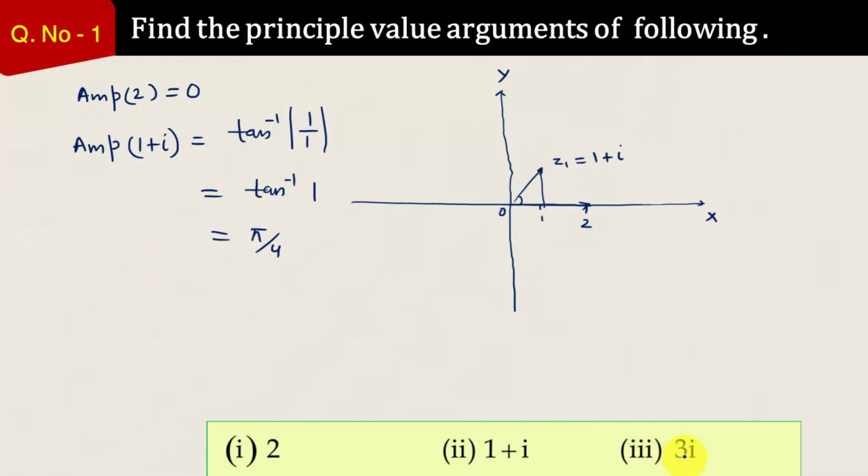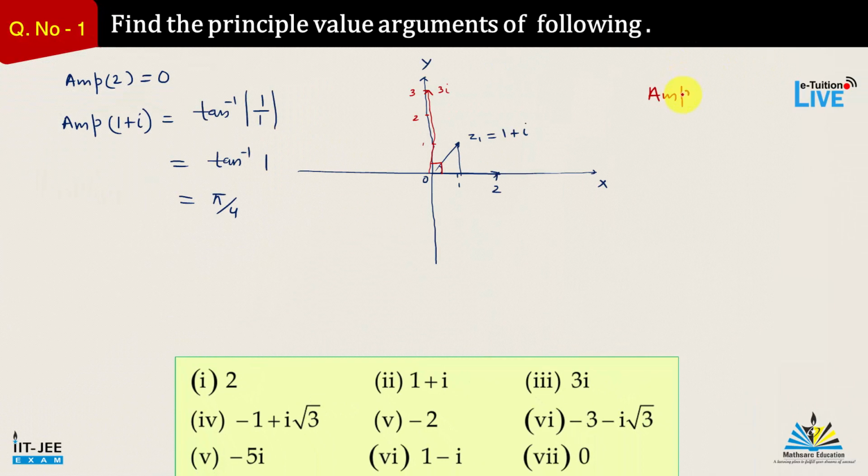Let's talk about 3 iota. So you will see here this is 1, this is 1, 2 and 3, and 3 iota will lie at this point. So if we plot the position vector 3 iota, then you will see this is 3 iota, and you will observe that this is making an angle of 90 degrees with the positive real axis. So the amplitude of 3 iota must be equal to pi by 2.